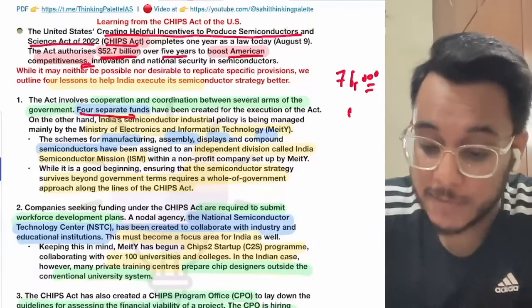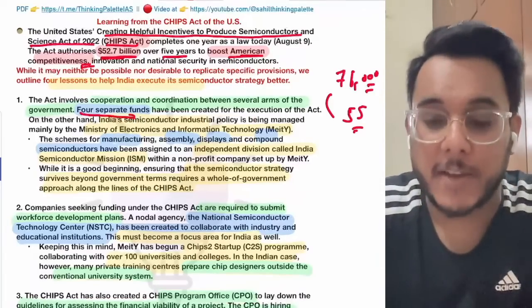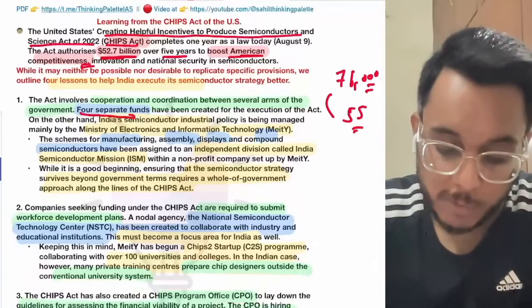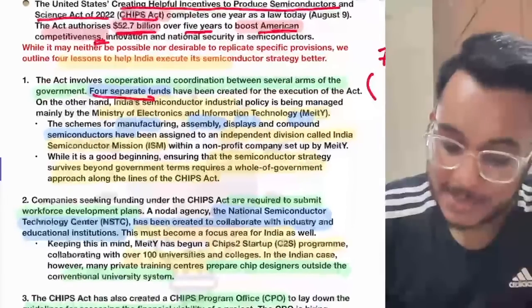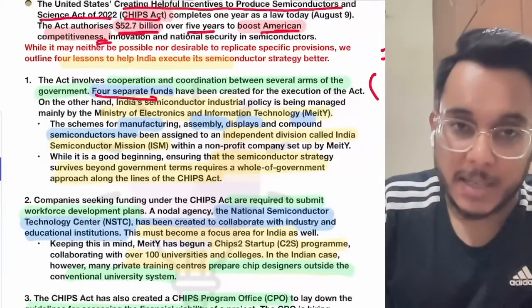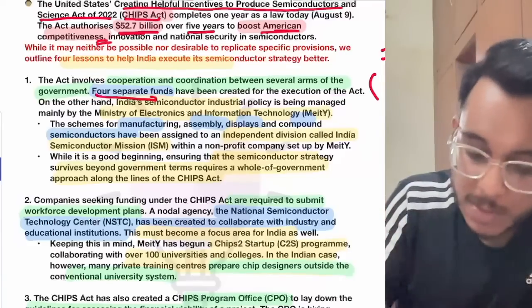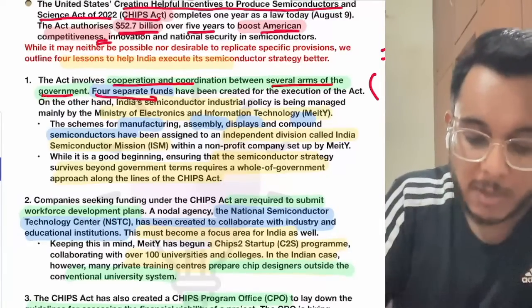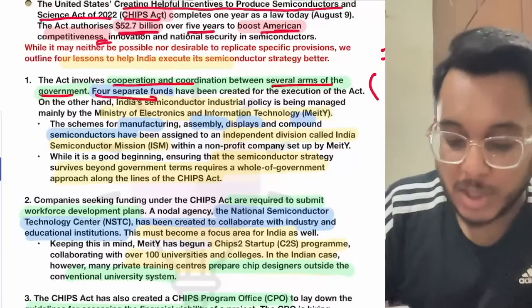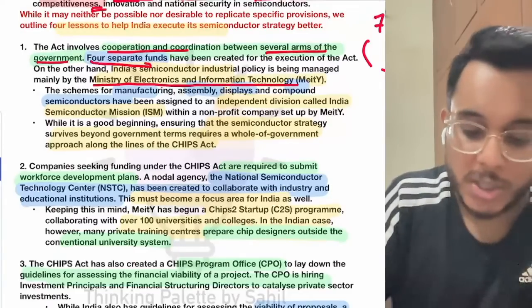Okay, but America has given 55 billion. So first of all, India's 1 billion, America's 55 billion. America has given a lot of money. We have not given that much money for our semiconductor mission. Secondly, when we talk about America's semiconductor mission, that is the CHIPS Act, it has envisaged cooperation and coordination between the multiple arms of the government. But in India, the semiconductor mission is just being taken by the Ministry of Electronics and Information Technology.